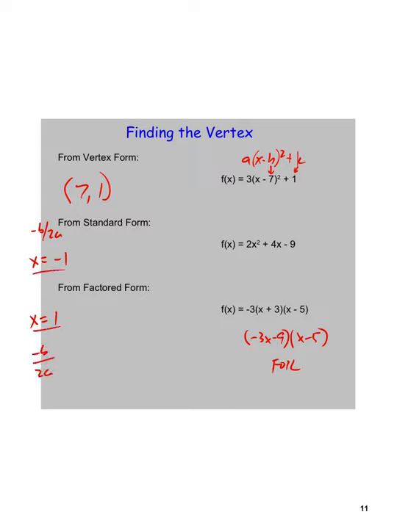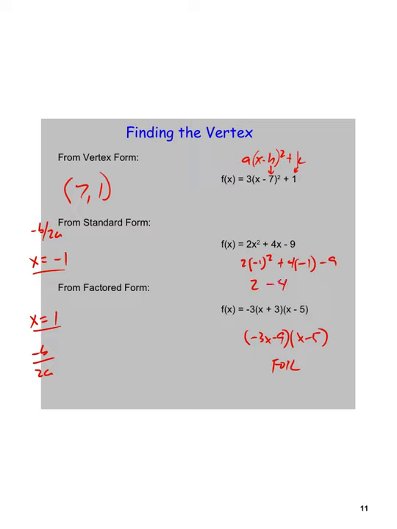So what we would do then to get the y value of the vertex is just put that x into the equation. So it would be 2 times negative 1 squared plus 4 times negative 1 minus 9. Negative 1 squared is 1, so that's 2 times 1, or 2.